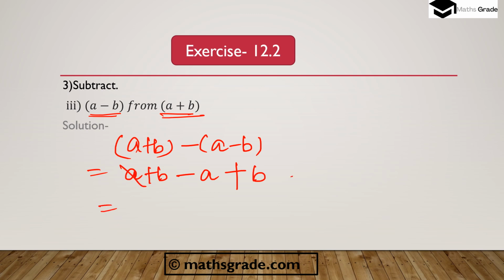So a and minus a will be cancelled because both are opposite signs. Positive and minus will be cancelled. So plus b plus b, which is 2b. So subtracting a minus b from a plus b is 2b. So 2b is the answer.